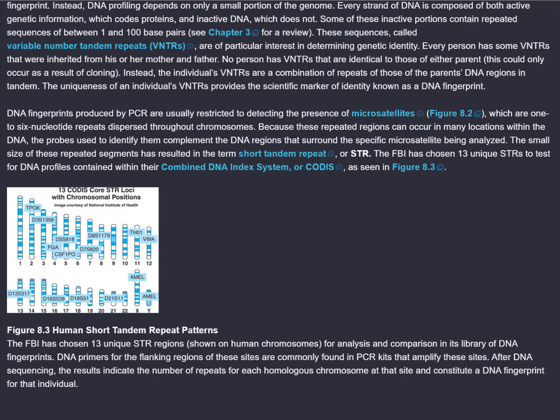Every strand of DNA is composed of both active genetic information, which codes proteins, and inactive DNA, which does not. Some of these inactive portions contain repeated sequences of between 1 and 100 base pairs. See Chapter 3 for a review. These sequences, called variable number tandem repeats, VNTRs, are of particular interest in determining genetic identity. Every person has some VNTRs that were inherited from his or her mother and father. No person has VNTRs that are identical to those of either parent. This could only occur as a result of cloning. Instead, the individual's VNTRs are a combination of repeats of those of the parents' DNA regions in tandem. The uniqueness of an individual's VNTRs provides the scientific marker of identity known as a DNA fingerprint.